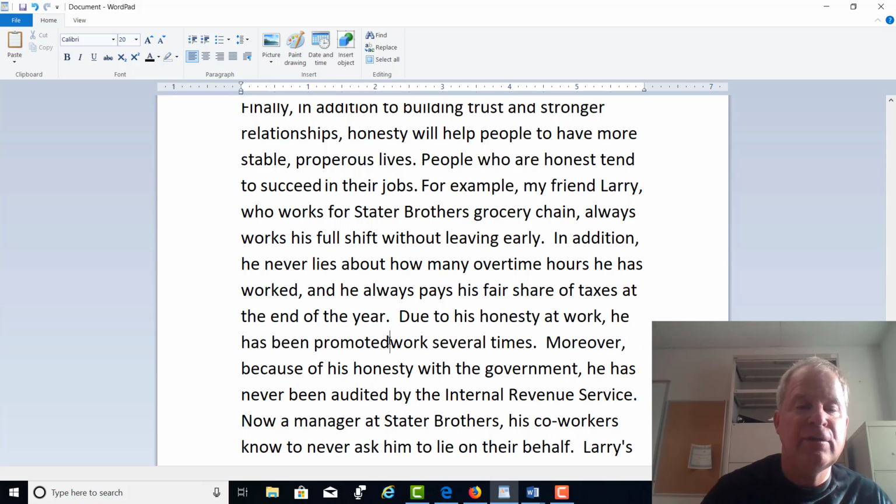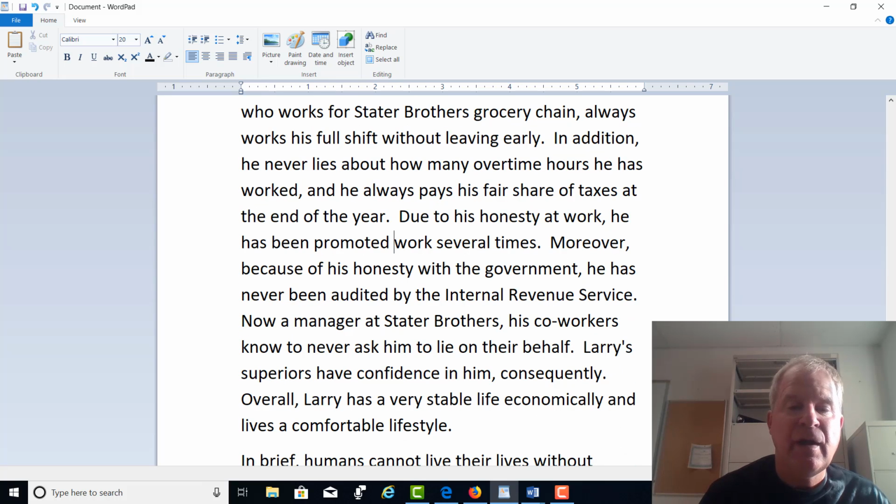I don't need to say this. He's been promoted several times. Moreover, because of his honesty with the government, he has never been audited by the Internal Revenue Service. Now a manager at Stater Brothers, his co-workers know to never ask him to lie on their behalf. Larry's superiors have confidence in him, consequently. Overall, Larry has a very stable life economically and lives a comfortable lifestyle.